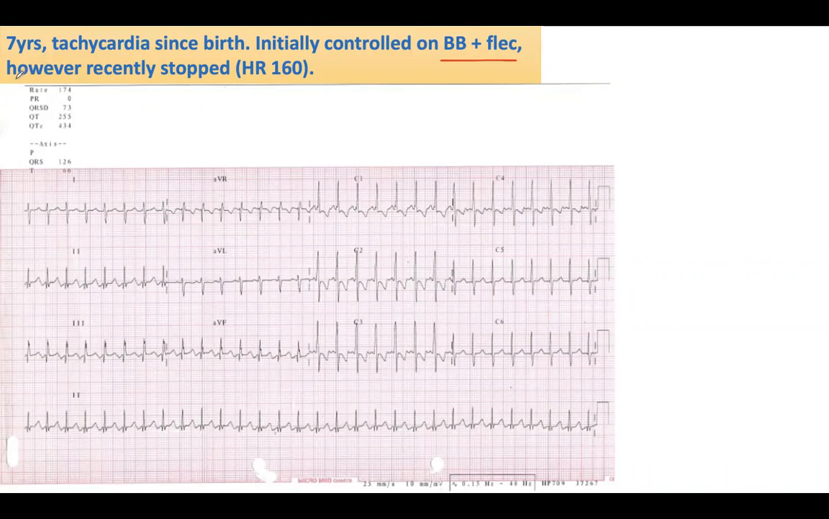This was like 6 or 7 years ago. However, recently, maybe 2 years ago, his heart rate started to come down to 160, 155, 160, and people thought that he was in sinus rhythm with a little bit of sinus tachycardia. So the meds were stopped, and he showed up to the ER one day with palpitations. Okay, and that's his ECG at the time, which again was very similar to his initial ECGs, except the heart rate was a little bit faster. Okay, here the heart rate was 174.